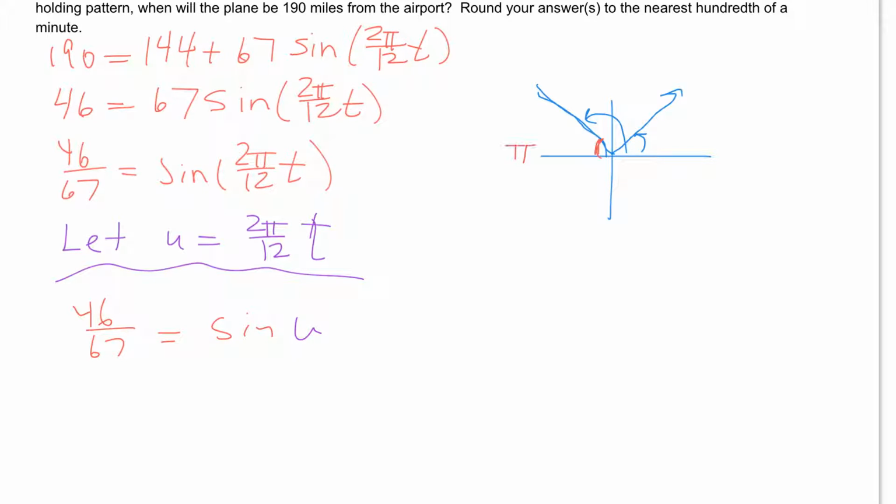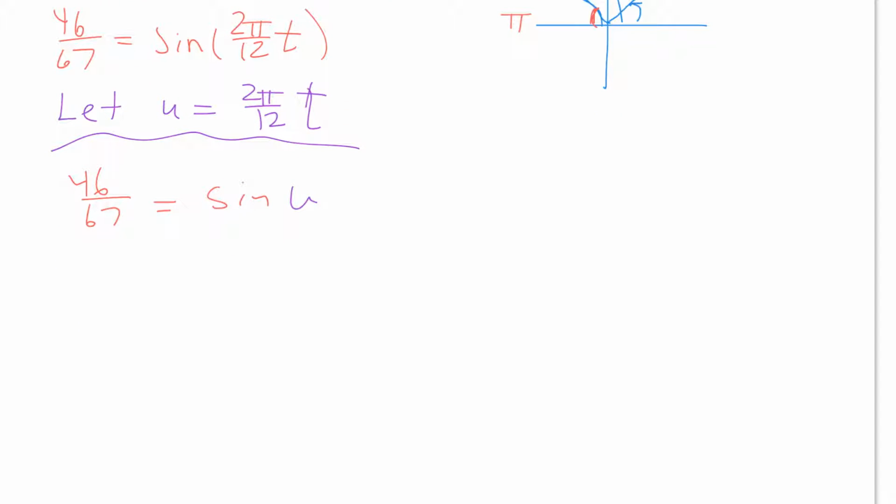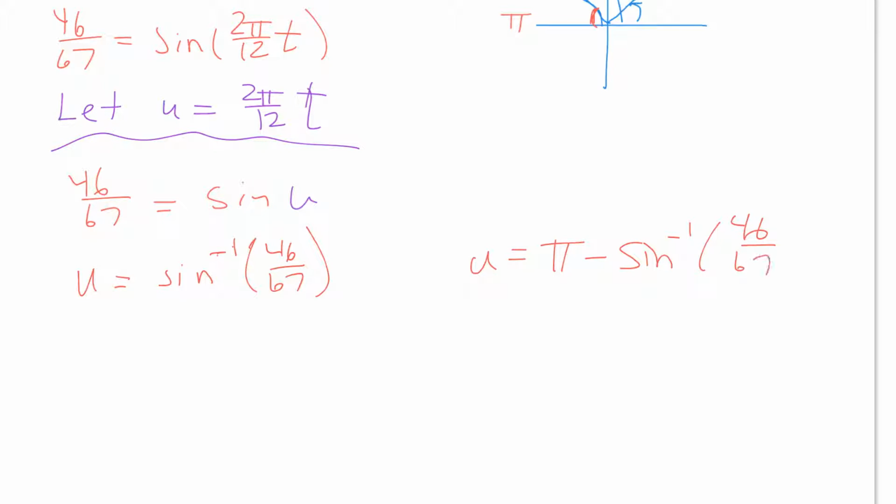Remember, this is pi. So if we want to use the angle in here, we're taking pi minus that reference angle. So we can set up two equations here. We can say that u is equal to the sine inverse of 46 over 67, or we could say that u is equal to pi minus the sine inverse of 46 over 67. Remember that what you set u equal to is not going to be the same every single time. It depends on what function you're starting with and where it lies in your quadrants.